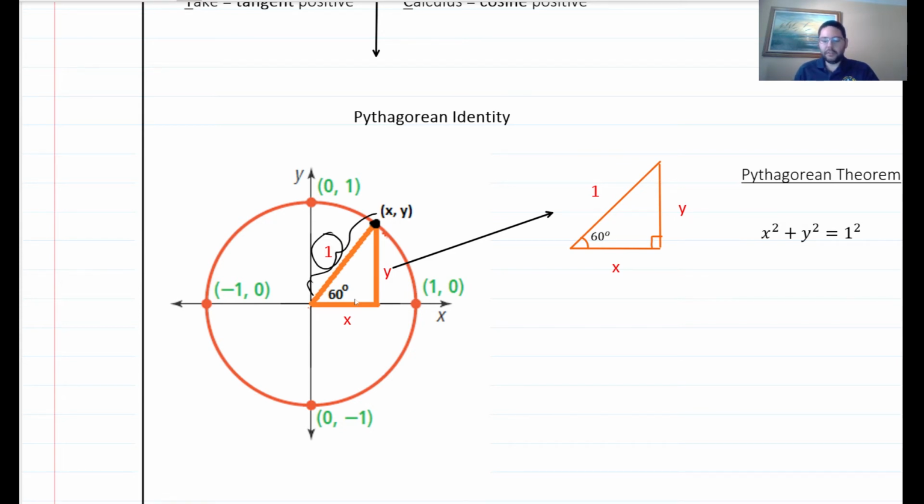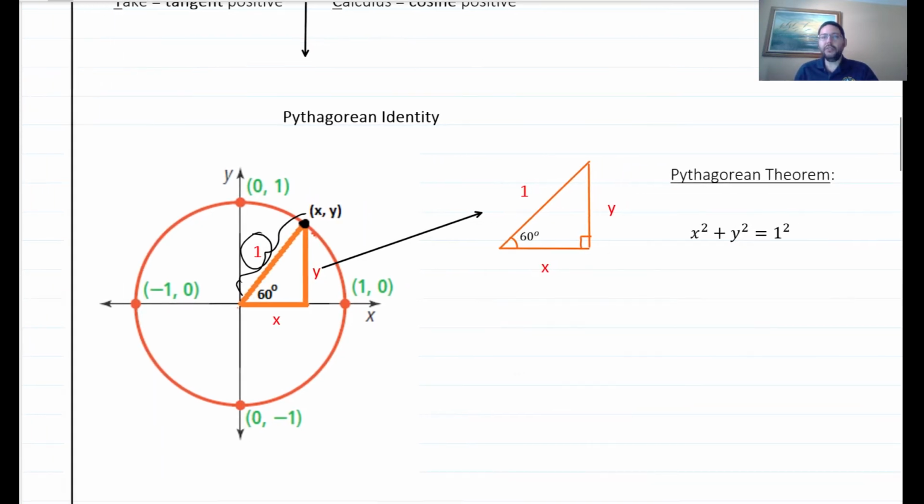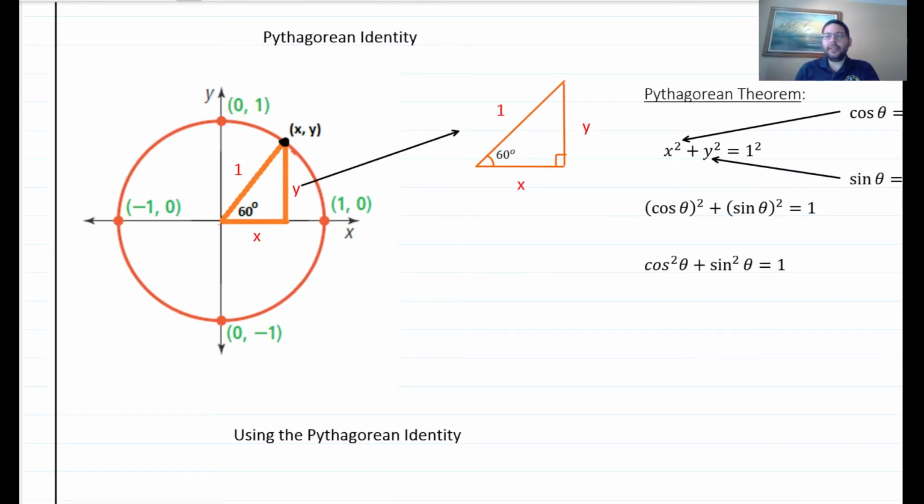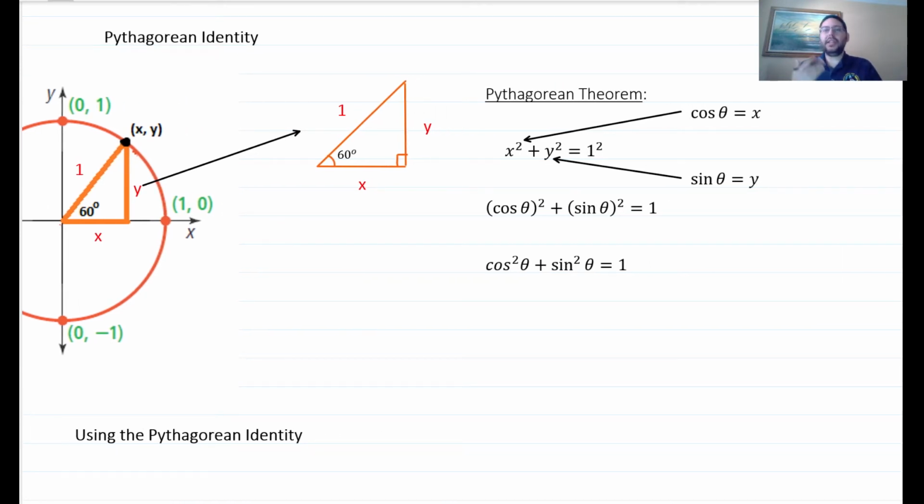Okay. So when we go ahead and draw this triangle, we get the triangle that looks like this, right? And we can use the Pythagorean theorem on that triangle. So remember, a squared plus b squared equals c squared. So we have x squared plus y squared equals 1 squared from the Pythagorean theorem. All right, next, remember that x is equal to cosine and y is equal to sine. So we can go ahead and plug those in for x and y.